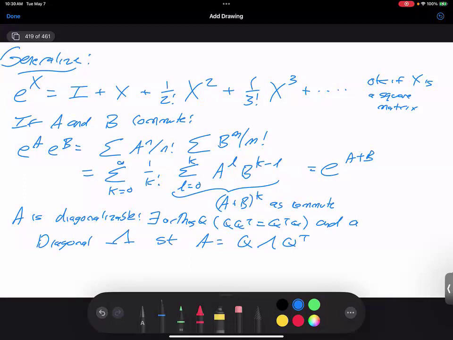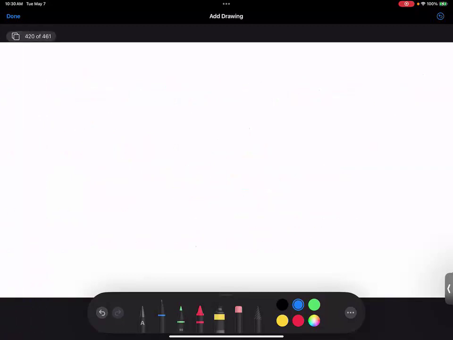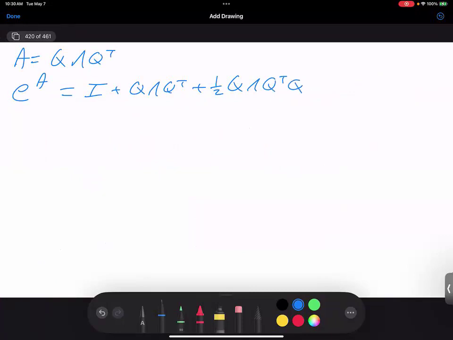So let's say we have a diagonalizable A. So let's say A equals Q lambda Q transpose. E to the A is going to be I plus Q lambda Q transpose plus 1/2 Q lambda Q transpose Q lambda Q transpose plus dot dot dot. I can write I as Q transpose Q, the identity.